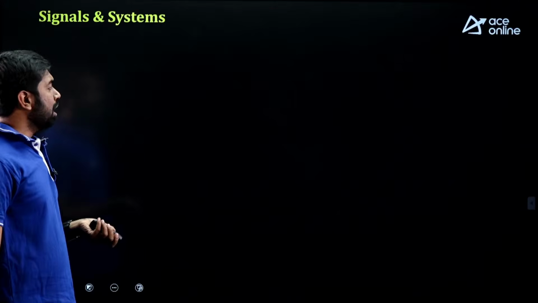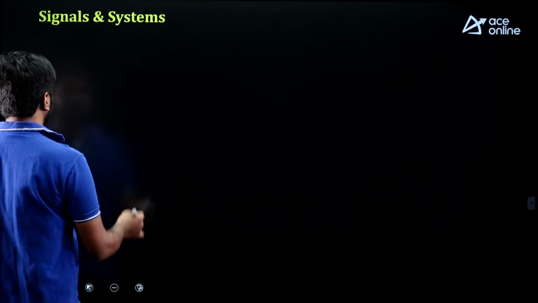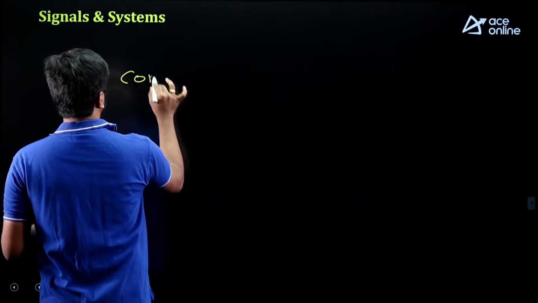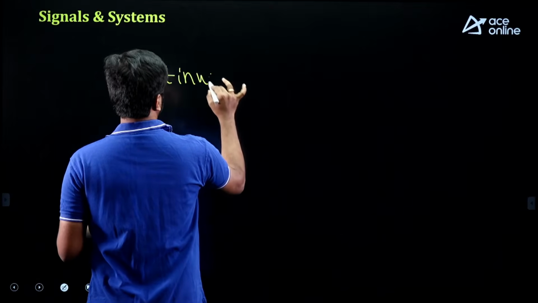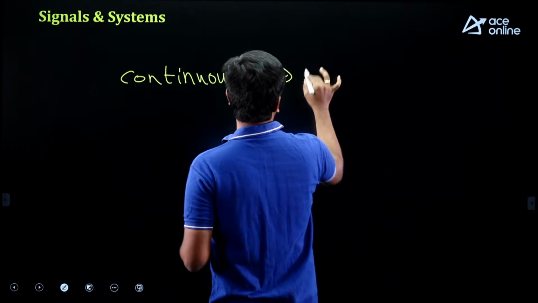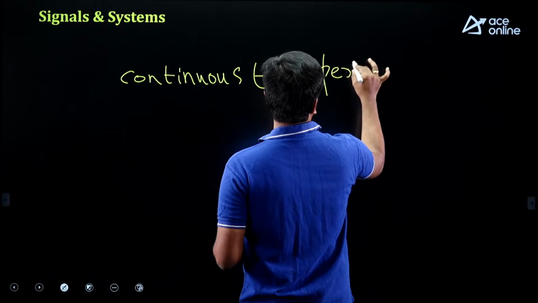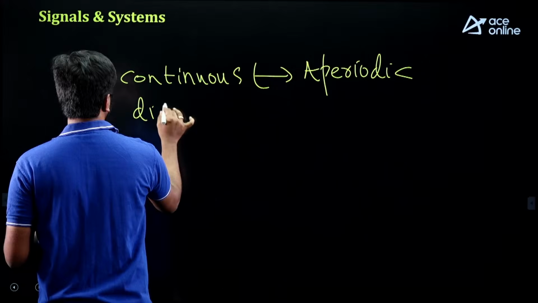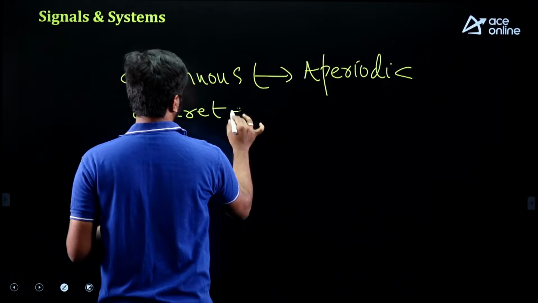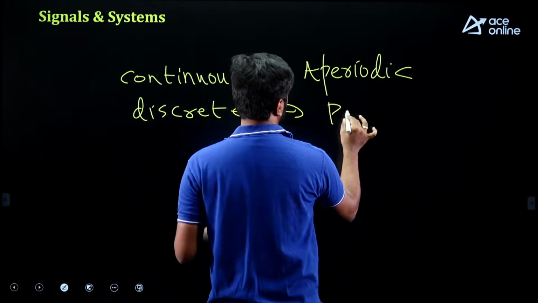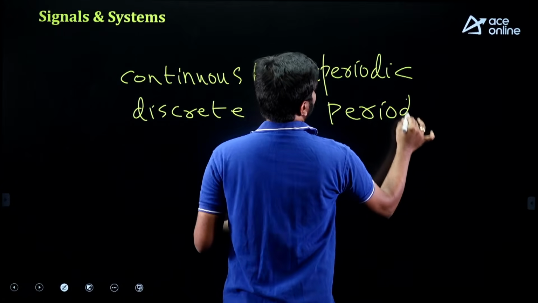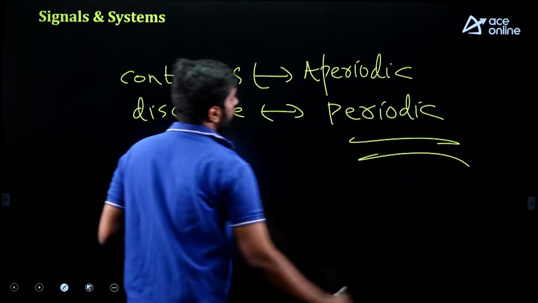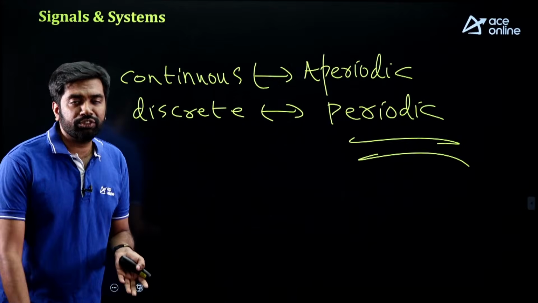Now another question appeared like this, which is a very standard model. So if it is continuous in one domain, then it is aperiodic in the other domain and vice versa. If it is discrete in one domain, then it is periodic in the other domain and vice versa. Now accordingly you have to match the options. So these are the questions from signals and systems. Next we have EDC.